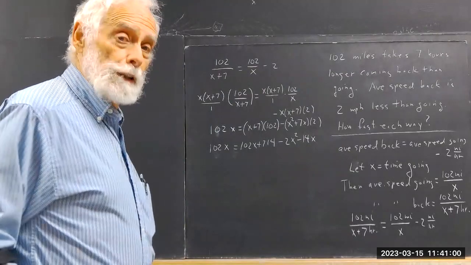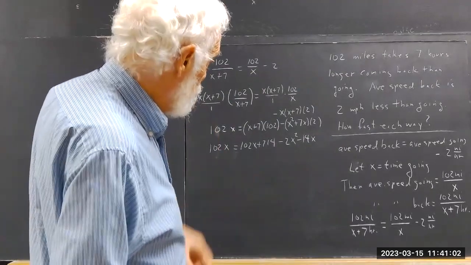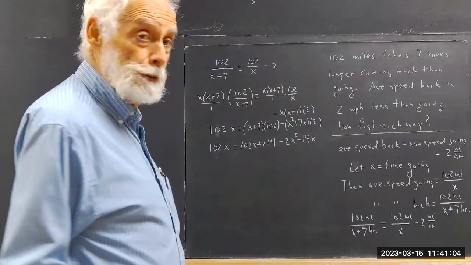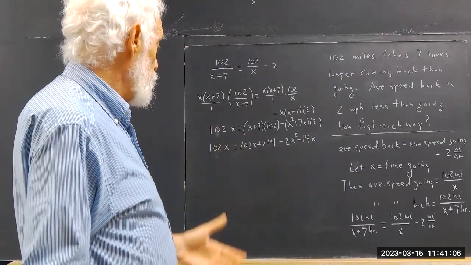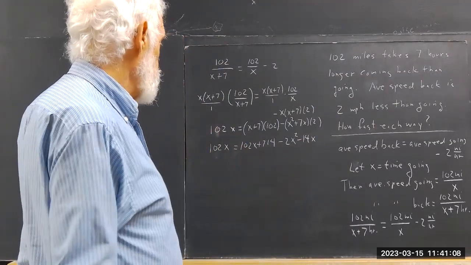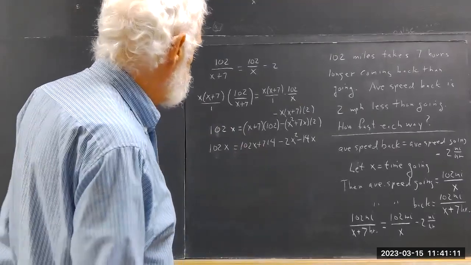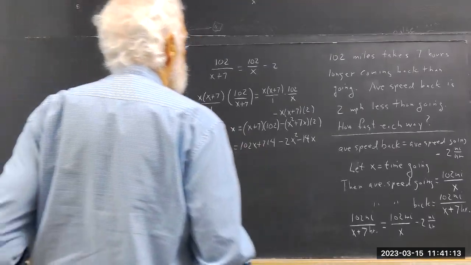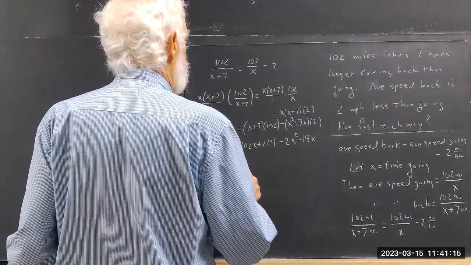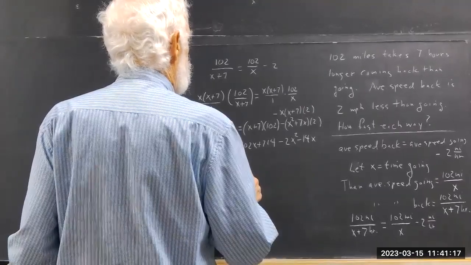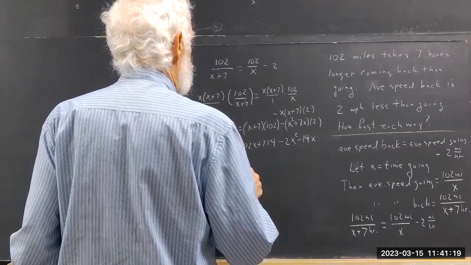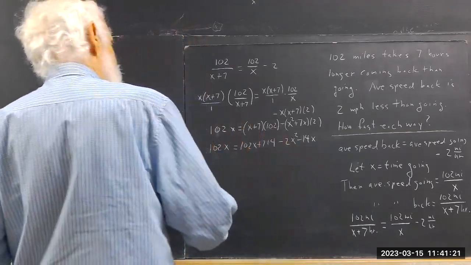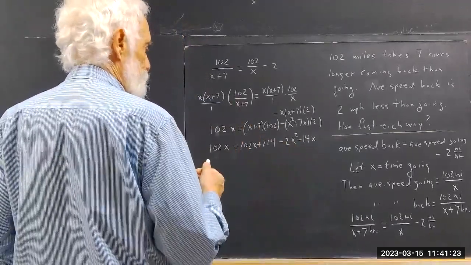And now we recognize, hopefully, the red flag goes up and says, okay, that's a quadratic equation. We've got x squared, so we've got x's, and we've got constant terms. So what we want to do is get everything onto one side.